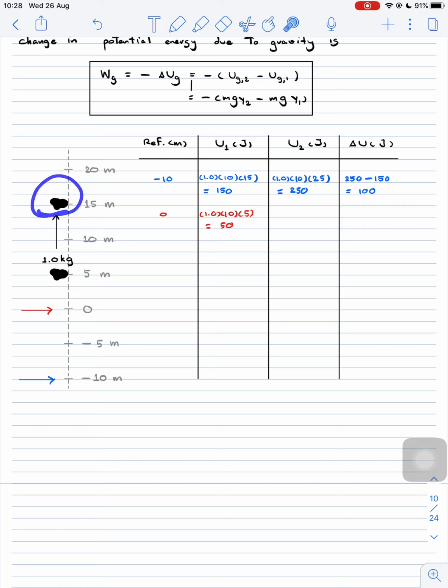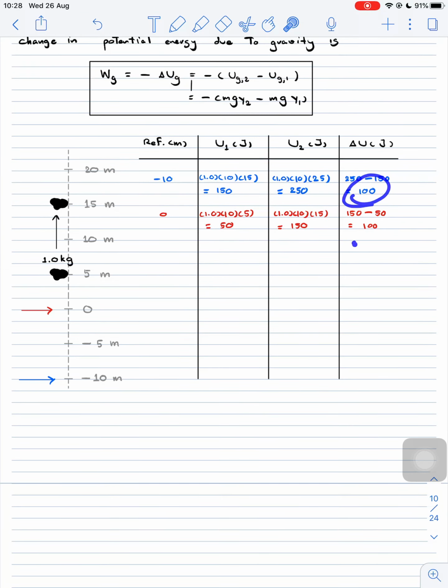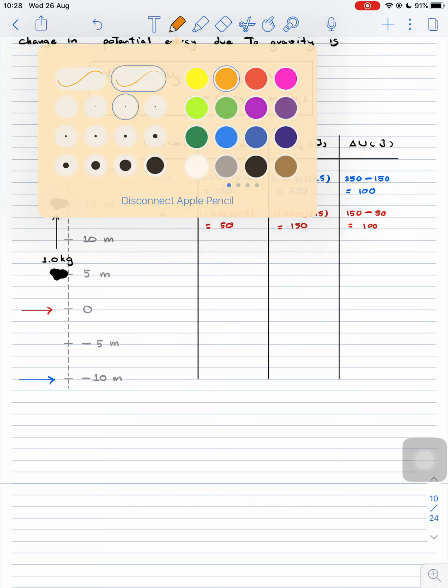So now for the final position, we have m, g, and then y, so this will be y in our case equal to 15 meters, and then equal to 150 joules. Then again we can get delta U to be 150 minus 50, which is equal to 100 joules. So you can see that delta U is just the same, but the U1 and U2 are different.